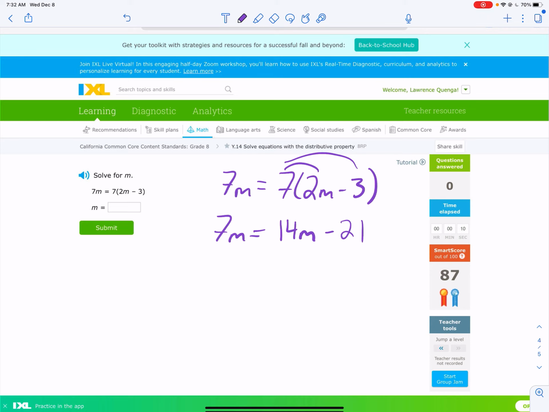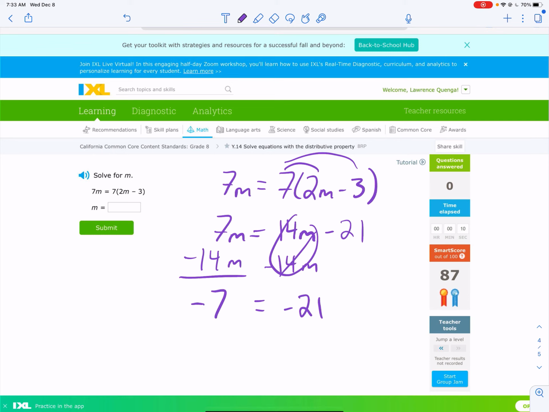I want to get all the variables to one side. I already have all the numbers on one side. They're all on the right side. So I'm just going to subtract 14m. I'm left with negative 21 on that right side. What I do to one side, I have to do to the other. 7 minus 14 is negative 7, so negative 7m. And then I'm left with negative 7 multiplied by m.